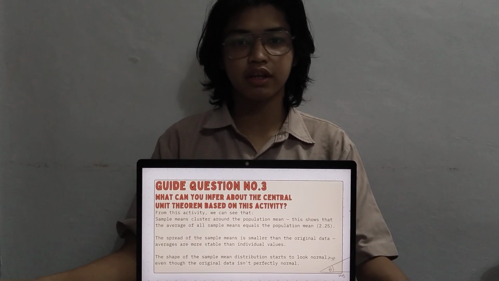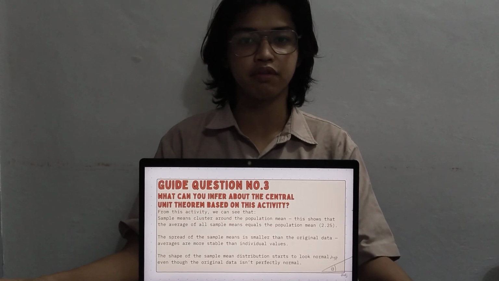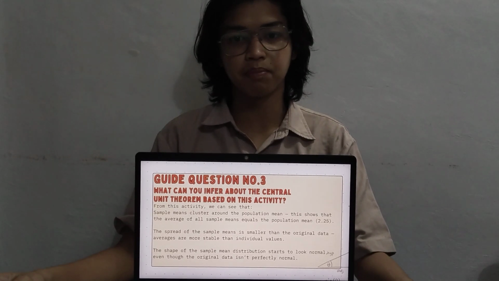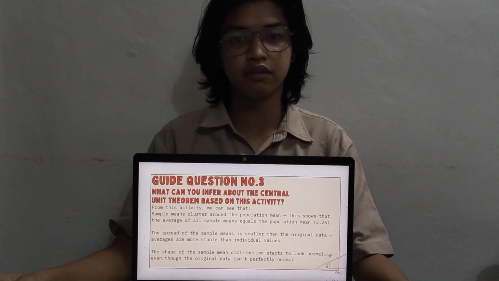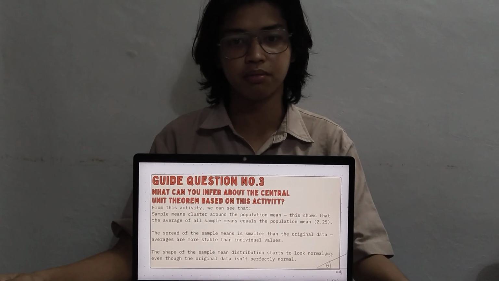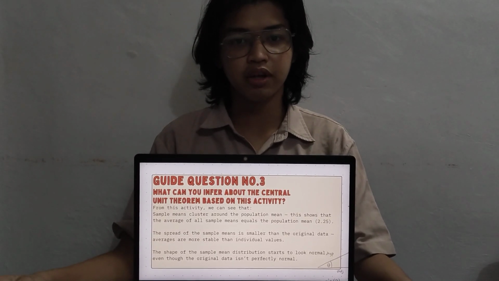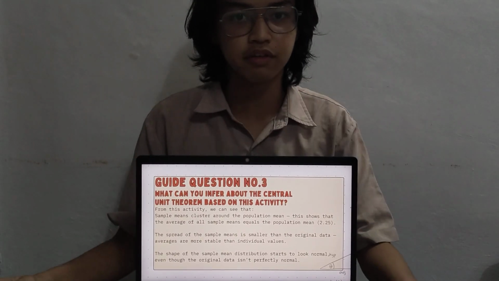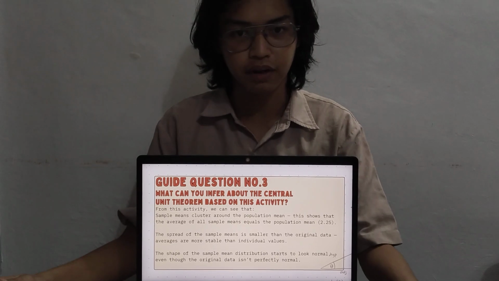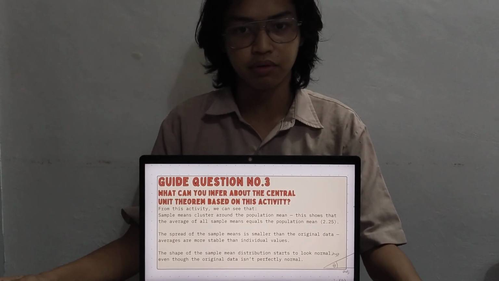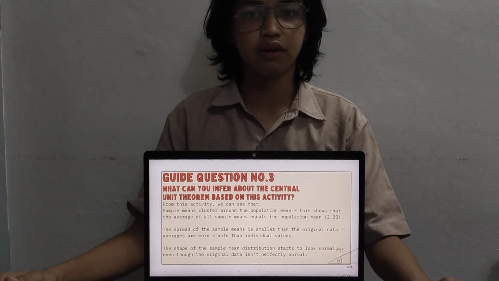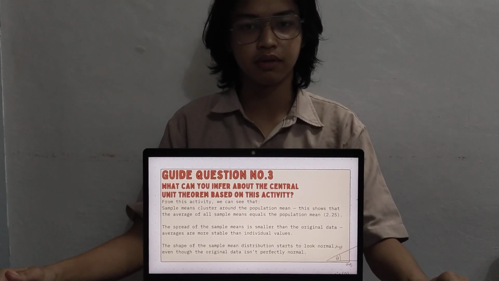Guide question number 3. What can you infer about the central limit theorem based on this activity? From this activity, we can see that the sample means cluster around the population mean. This shows that the average of all sample means equals the population mean, 2.25. The spread of the sample means is smaller than the original data. Averages are more stable than individual values. The shape of the sample mean distribution starts to look normal, even though the original data isn't perfectly normal.